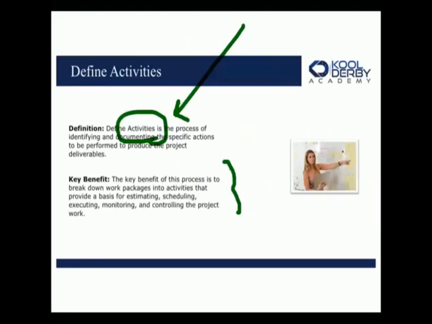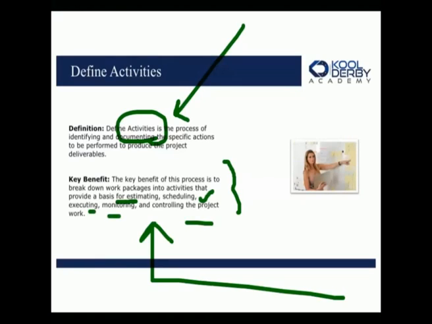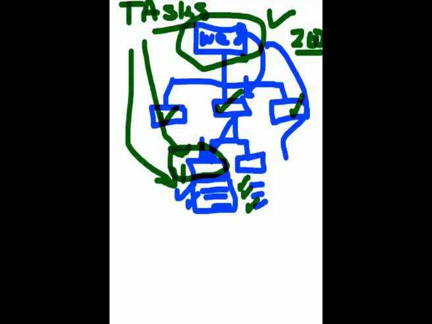So the key benefit is that now we take it to activities, and this is why we do it. This is the kind of stuff that you'll see on the exam. Why do we do it? Because we want to estimate, schedule, execute, and monitor and control the work. If we don't break it down to this level, it's really hard for us to actually do the work. Would you agree that if we don't break it down, it's difficult? Absolutely.